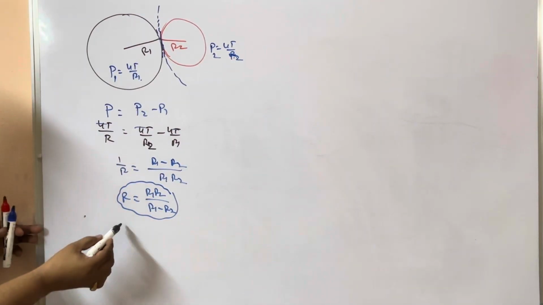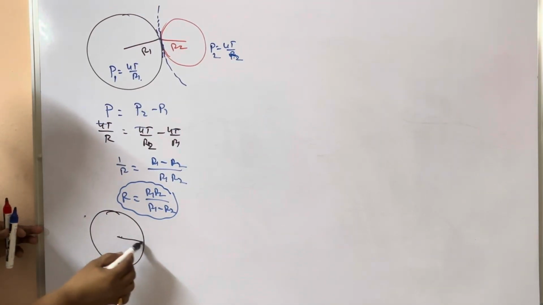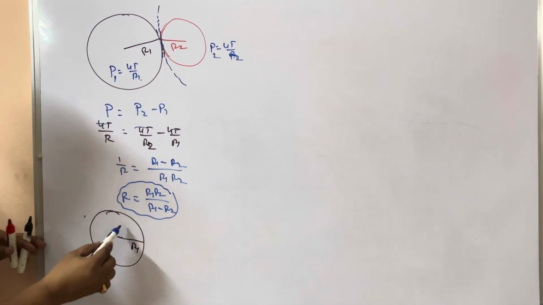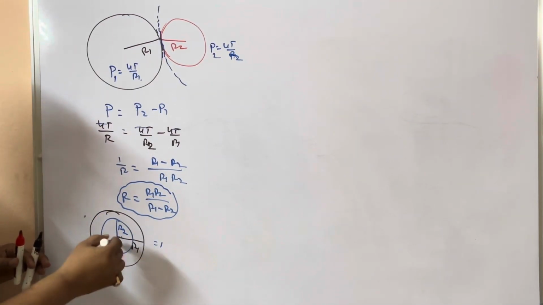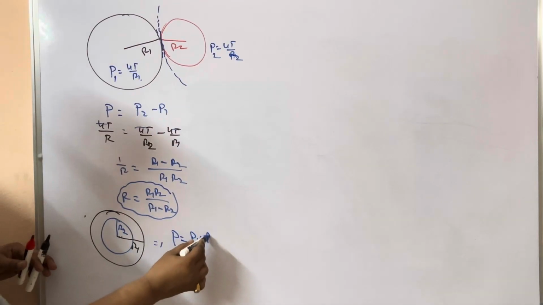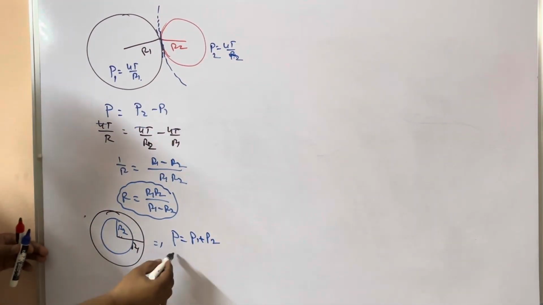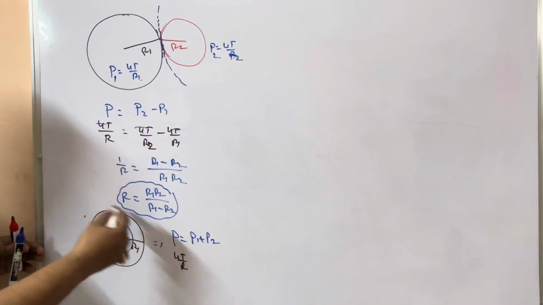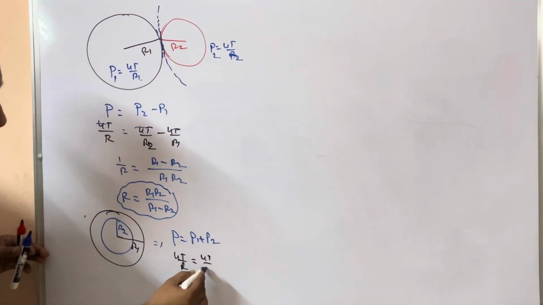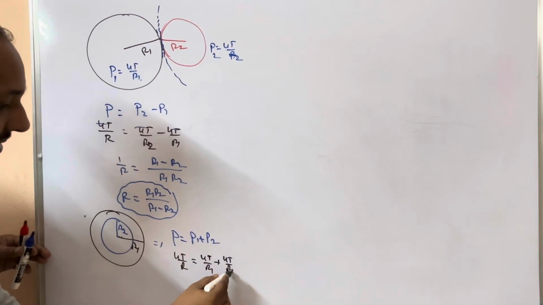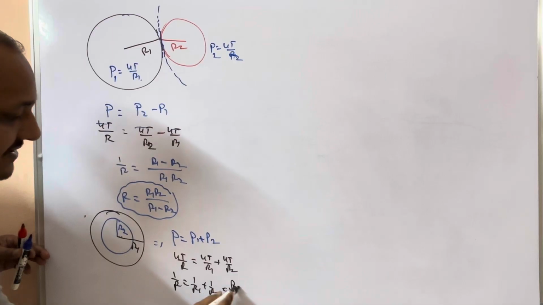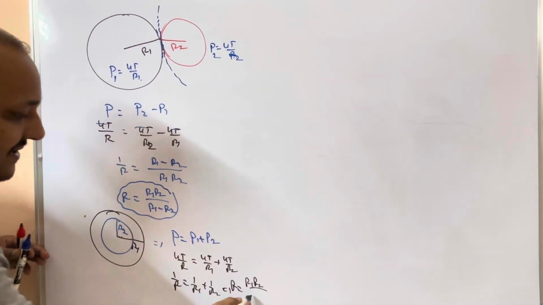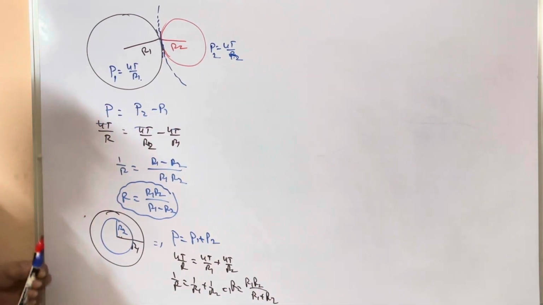Another one they will ask: R1 is one soap bubble, and inside it another soap bubble R2 is there. Then they will ask the radius of this combination. At that time, we will use P is equal to P1 plus P2. So 4T by R, the effective radius of this combination, is 4T by R1 plus 4T by R2. So 1 by R is equal to 1 by R1 plus 1 by R2. Then R is equal to R1 R2 by the same equation, but here you are going to get plus.